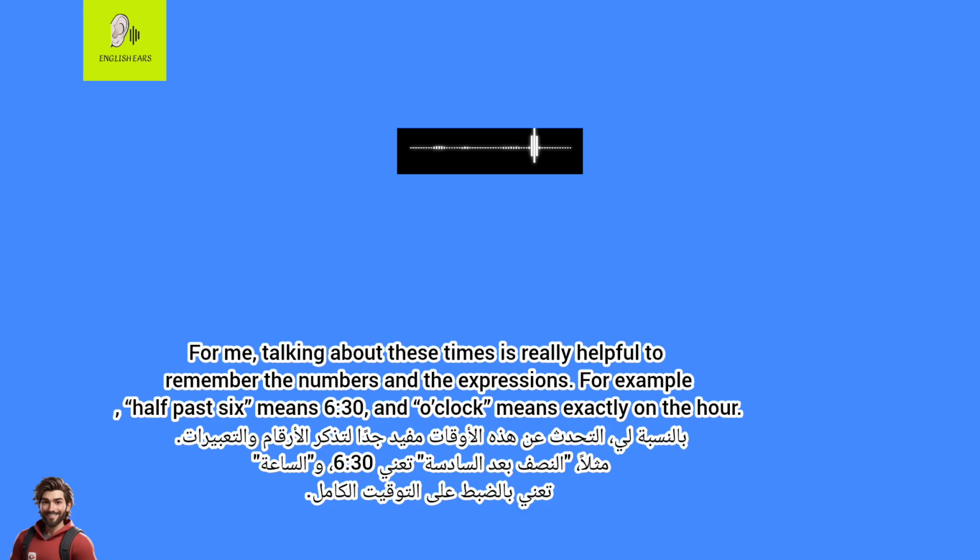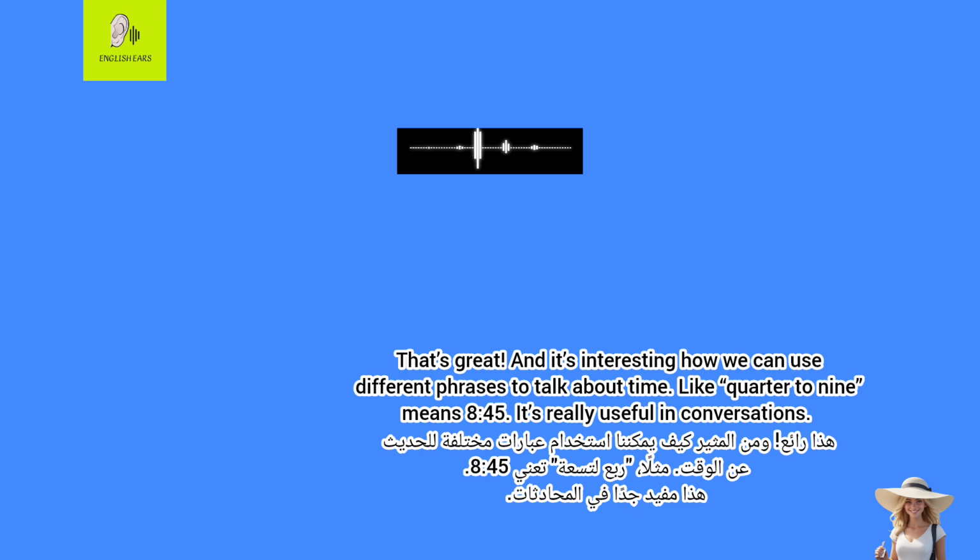For me, talking about these times is really helpful to remember the numbers and the expressions. For example, 6:30 means half past six, and o'clock means exactly on the hour. That's great. And it's interesting how we can use different phrases to talk about time. Like 8:45 means a quarter to nine. It's really useful in conversations.